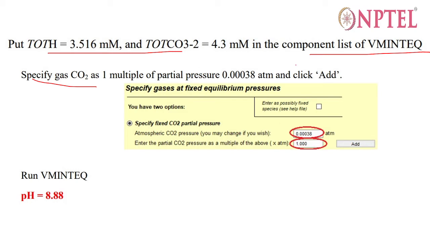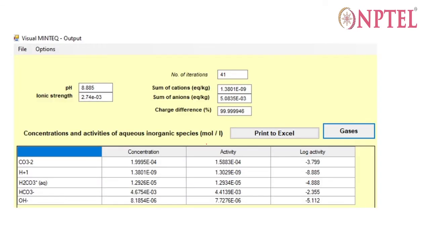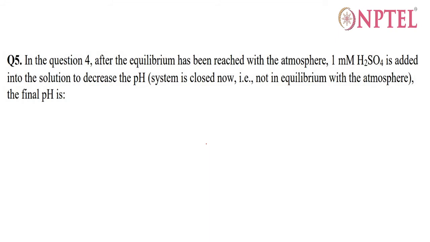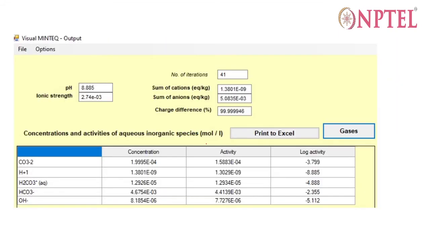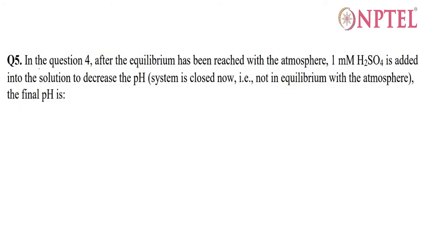So it is in equilibrium with atmospheric carbon dioxide, no need to change anything. It is already given there. Just write 1, the 1 multiple of 1, and add here, run Visual MINTEQ, and you will get pH 8.88. It is as simple as that. Is there anything else it was asking for? Okay, no. You can get this pH, 8.8, right? Nothing else. And then we will go to the next question.